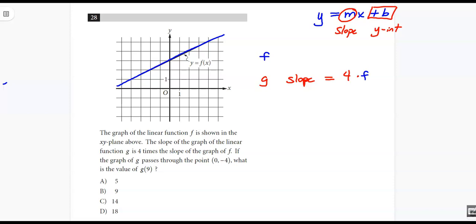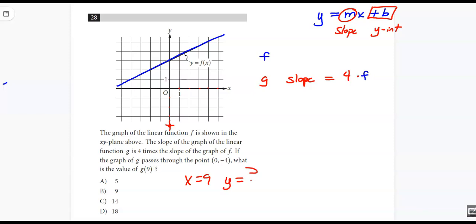If g goes through the point (0, -4), so we know that point, it's 1, 2, 3, it'd be right down around here somewhere, if I extend that down. So at what value of g of 9? Ultimately they want to know, and this goes way off the grid, but this is g of 1, g of 2, g of 3, g of 4, g of 5. So basically they want to know when x equals 9, what does y equal for this new g function?